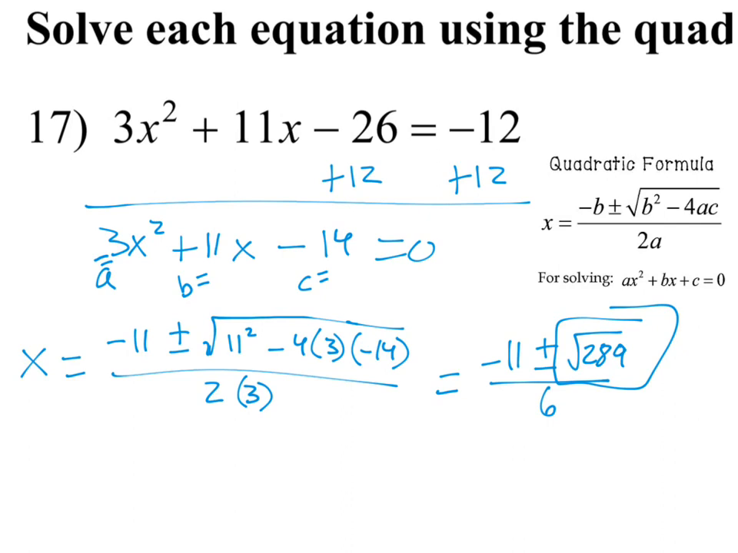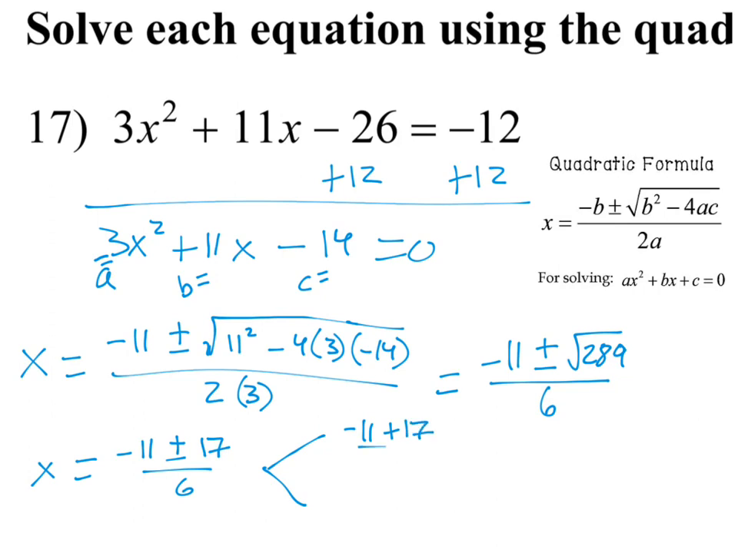Let's see, square root of 289. Hey, that does come out to be a nice integer. That comes out to be 17. And so x is negative 11 plus or minus 17 over 6. And that generates your two answers, right? You got negative 11 plus 17 over 6, and then you got negative 11 minus 17 over 6. And then you simplify both those fractions there.